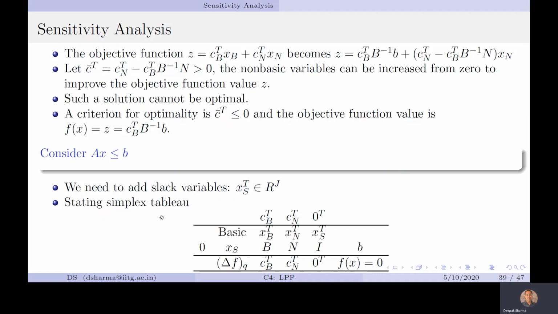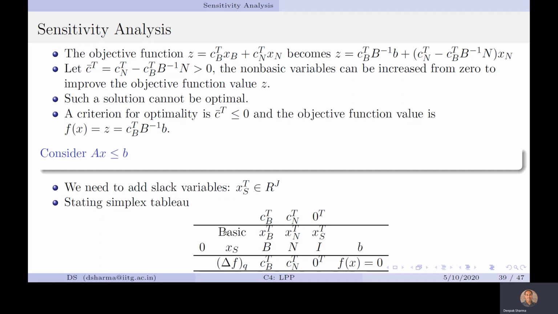Now if I am going to write a starting simplex table, let me start with the second row. So you have basic. First we write the set of basic variables, then the set of all non-basic variables, and then all slack variables. You remember that if all the constraints are of the smaller than or equal to type, as we have considered, we always start with the slack variable.